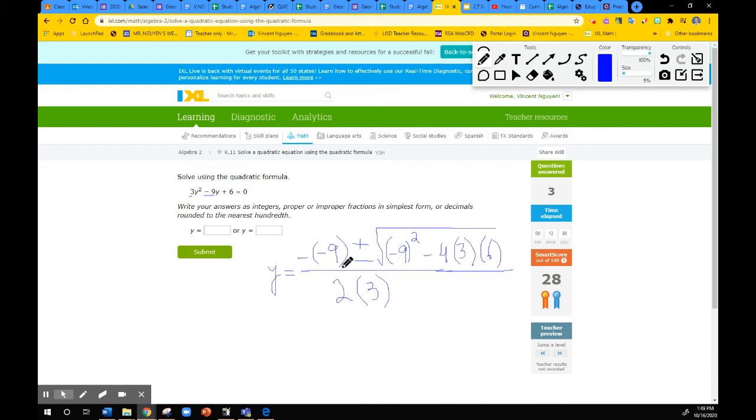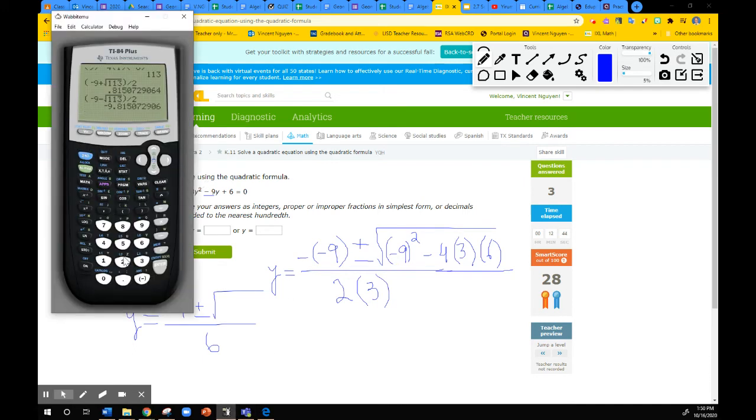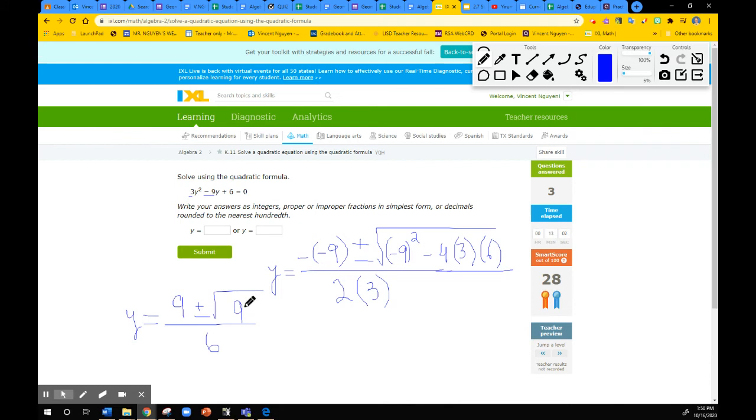And now I'm going to simplify. Y is equal to positive 9, because that negative and the negative make positive, plus or minus the square root of a mass. I'm going to use the calculator to help me figure out what the mass is. All over 6. 2 times 3 is 6. There goes the bell. All right, so let's do this one. Parentheses, negative 9 squared minus 4, parentheses 3, parentheses 6, enter. Oh, it's 9. Nice. Well, square root of 9 is 3.